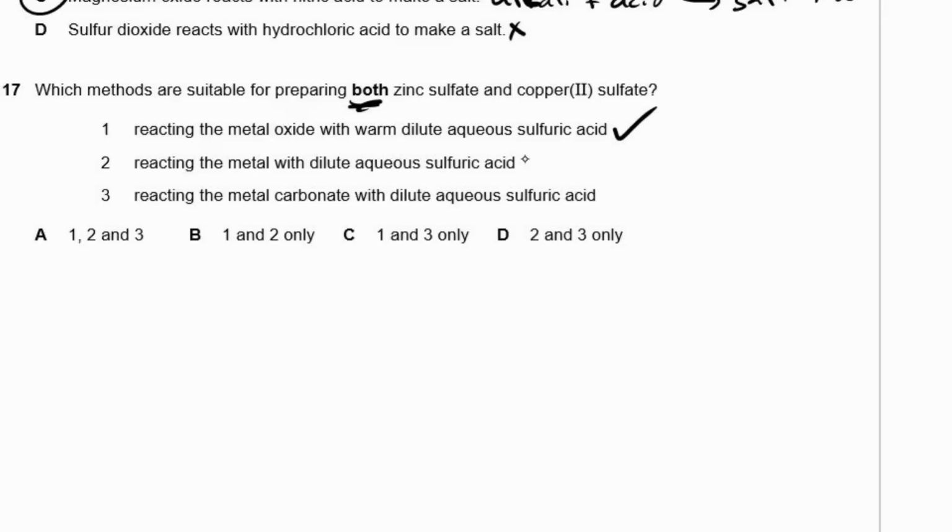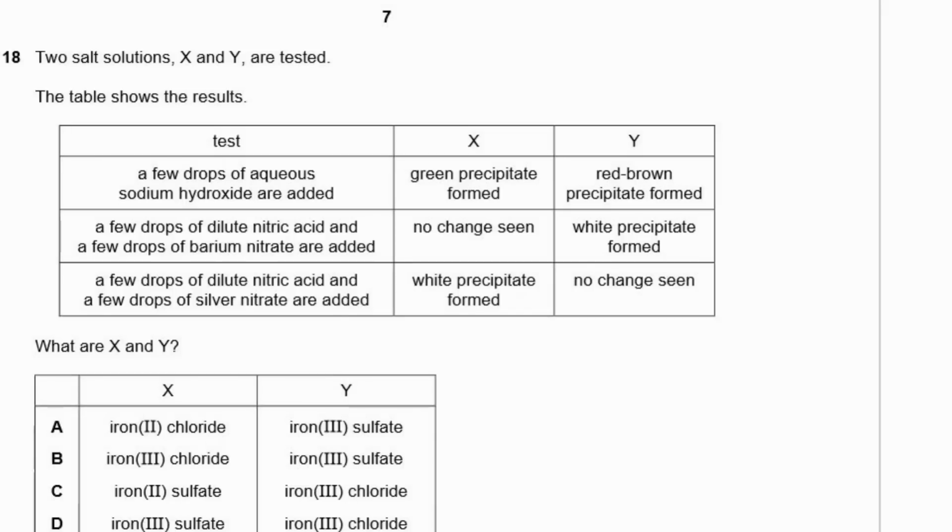If you react copper with dilute aqueous sulfuric acid, will you get copper 2 sulfate? You won't actually, because it's dilute aqueous sulfuric acid, and copper is quite unreactive. It won't react very easily at all. It has to be more concentrated or warmed, so it really won't react. And if you react the metal carbonate, so zinc carbonate or copper 2 carbonate, with the dilute aqueous sulfuric acid, will it create the salt? Yes, it will. So the answer is 1 and 3 only. So C.